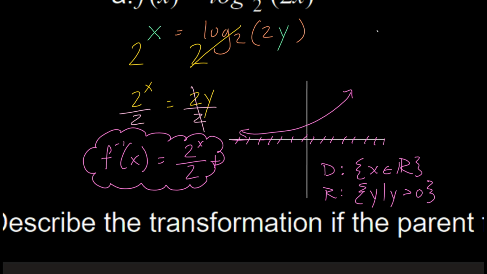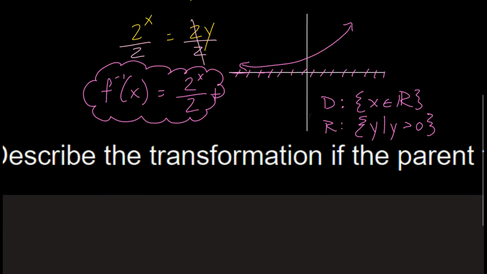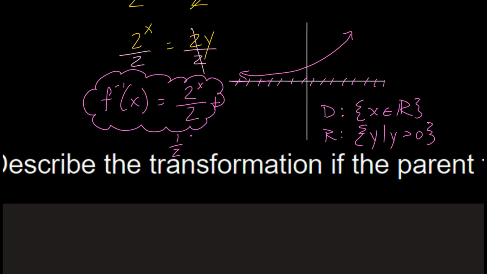Any questions here? So that bottom two literally doesn't affect it at all? Technically, it's a vertical compression by a half. Another way I could have written this was 1/2 times 2 raised to the x power. So it's a vertical compression by a half, which we know stretches and compressions do not affect domain and range. Only translations affect domain and range.